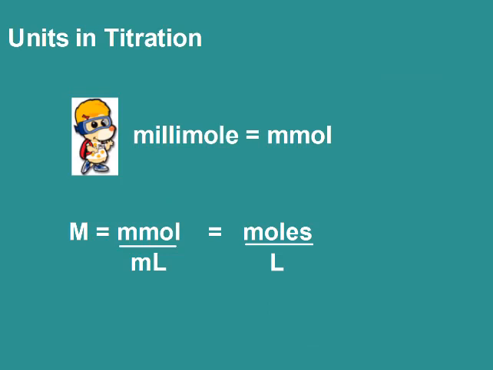A useful unit that we use in titration is a millimole. Milli, just like milligram, is 1,000th of a mole. So we use our lowercase m and then mole. Just like molarity is moles per liter, we can also use millimoles per milliliter to give you molarity. So our 2 millis would cancel, giving me molarity.